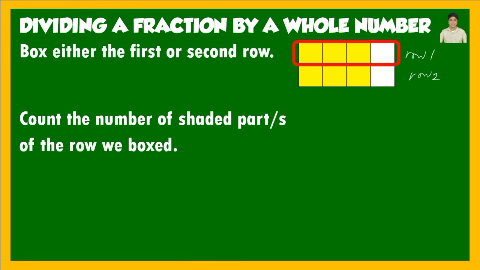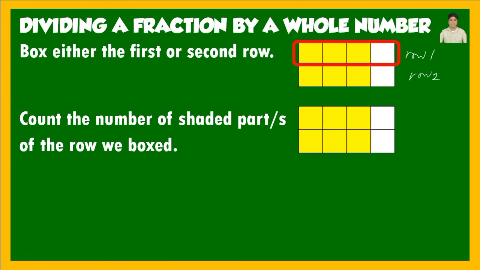Count the number of shaded parts of the row we boxed. Okay, so next step naman po natin, count the number of shaded parts of the row we boxed. Okay, so yung binox po natin kanina, yung first row, bilangin daw po natin yung shaded part. So, ilan ba ang shaded part dyan? We have 1, 2, and then 3. So, tatlo lang po. Yung fourth box po natin, hindi naman po siya shaded. Kitang-kita nyo naman na kulay white.